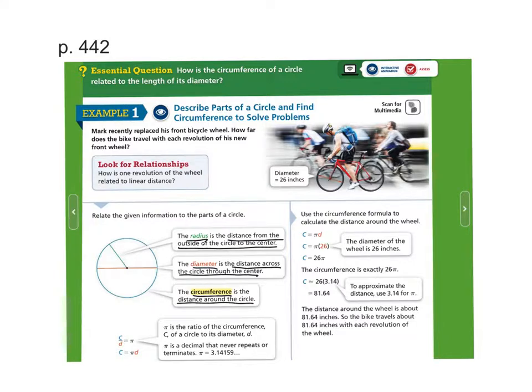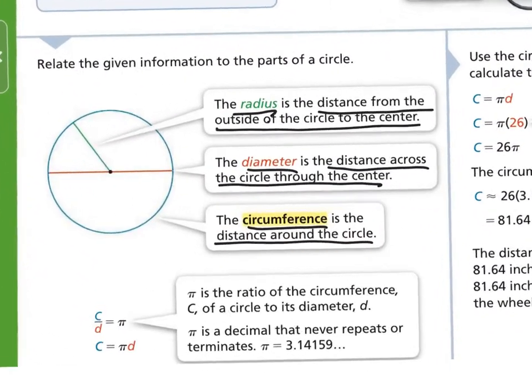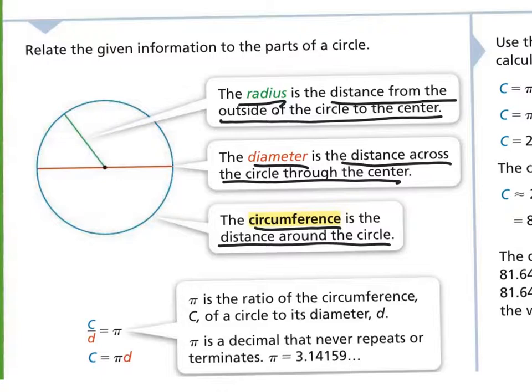So we look at page 442. We can start out here with some definitions. We already talked about some of these, or all of these. Radius is the distance from the outside of the circle to the center. Diameter is the distance across the circle through the center. And then circumference is the distance around the circle, going all the way around. It's kind of like the perimeter of a circle, you might say. It's just that it has a different formula because it's not a straight line. So we have to have a special way of getting that.